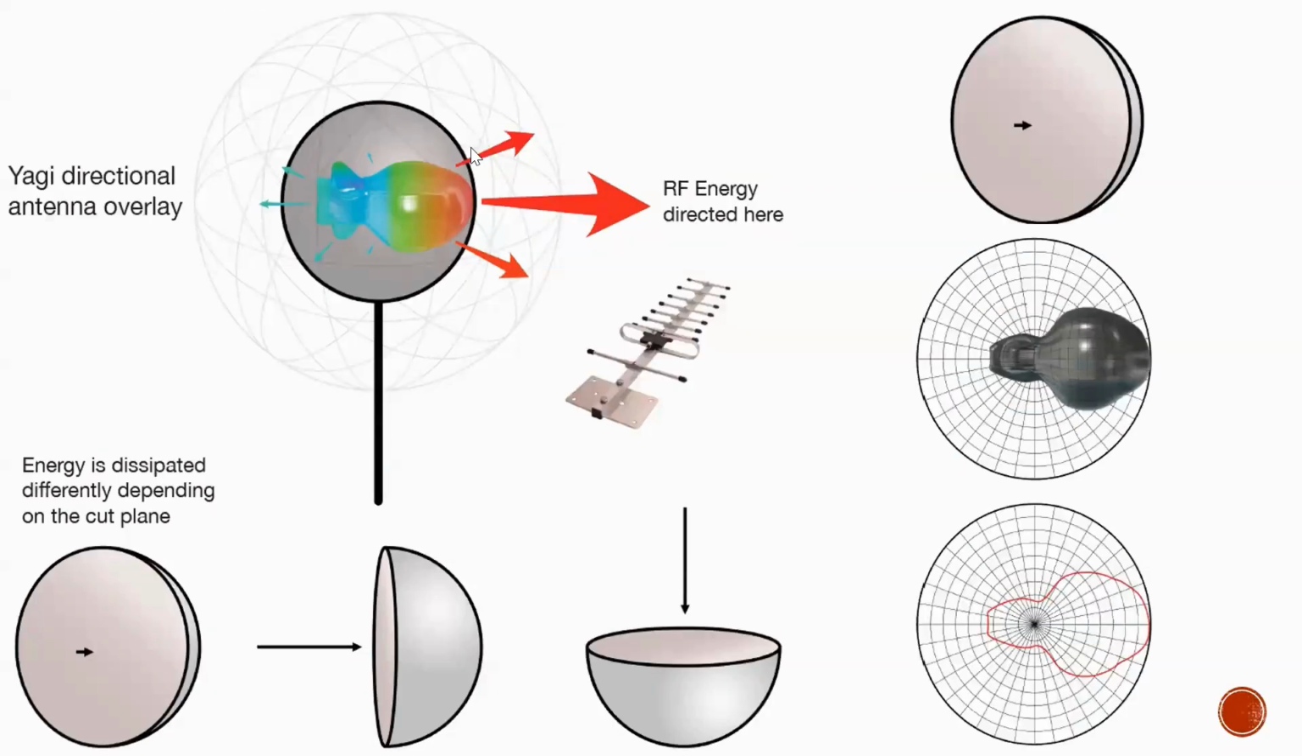The last radiation pattern is from the Yagi directional antenna. Like the name implies, you can see that this antenna is in fact very directive. Basically, this is the RF energy radiating in a particular direction. So you can imagine that the RF energy radiates in this particular direction.